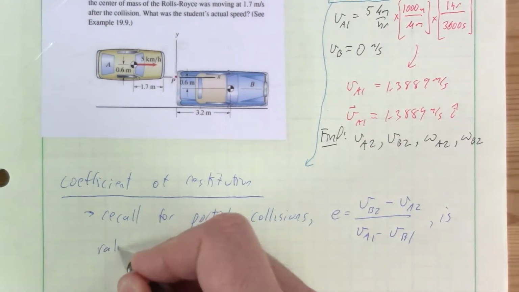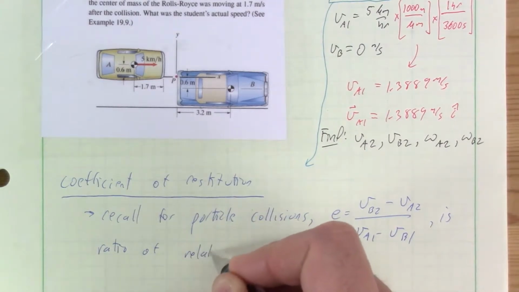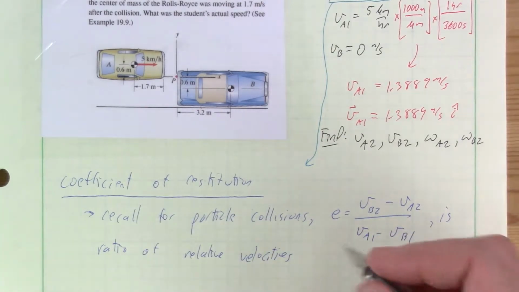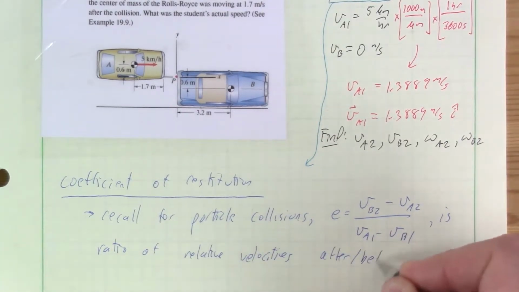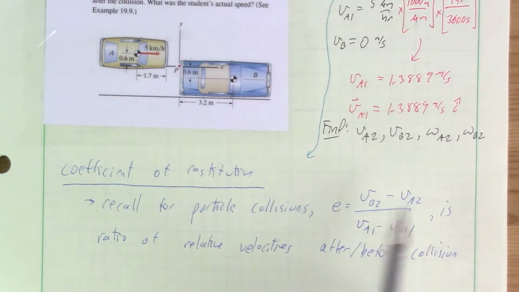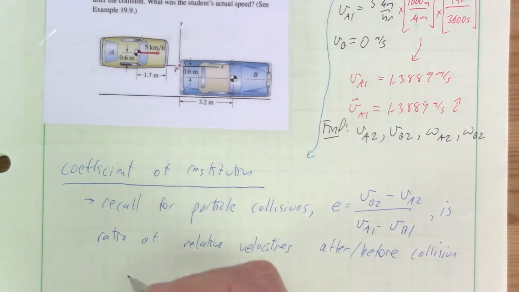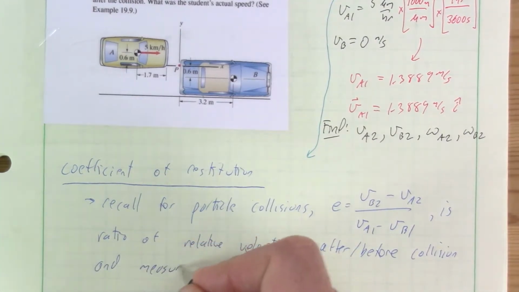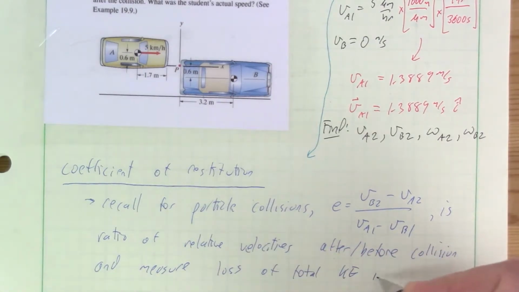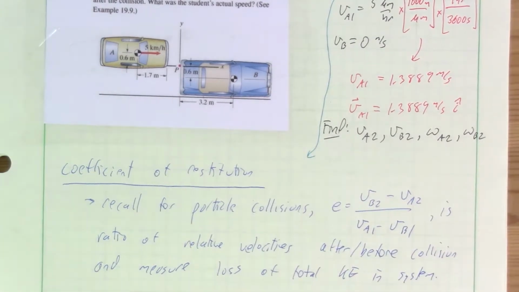This is the ratio of relative velocities after to before, so after in the numerator and before in the denominator. And therefore, it's kind of a measure of how much kinetic energy loss we had, right? So a smaller difference in the relative velocities can be interpreted as a loss of kinetic energy. It measures the loss of total kinetic energy in the system. Okay, so that's what we talked about previously.